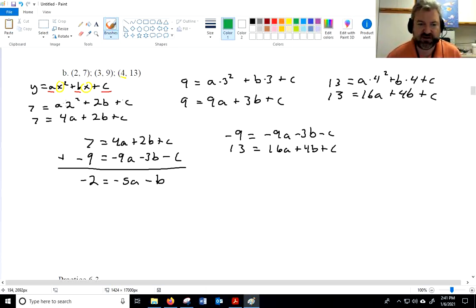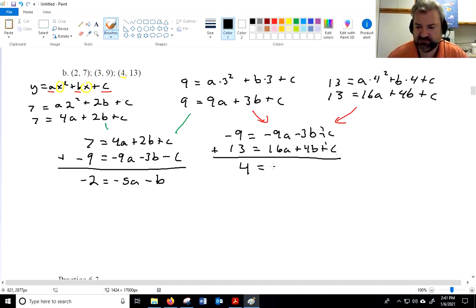So the first time I solved using this equation and that equation. The second time I'm using this equation again, but with this equation. I need to have a different pair of equations. But because I multiplied this one by a negative, those c's are ready to cancel out. So I have +4 is equal to 7a plus b.